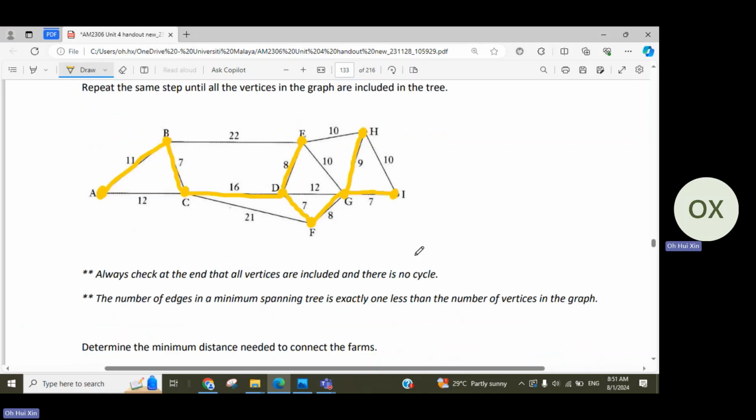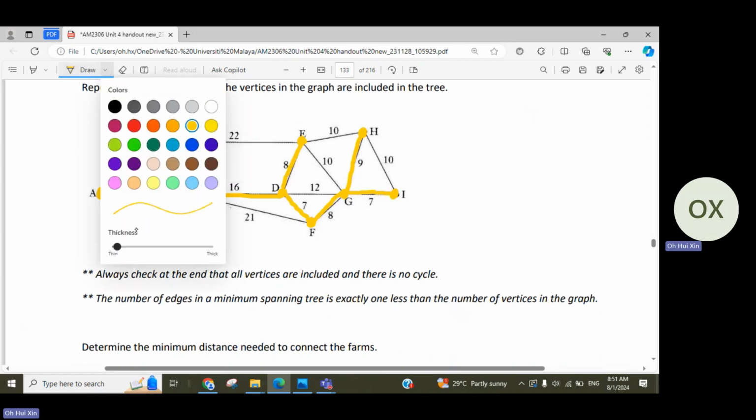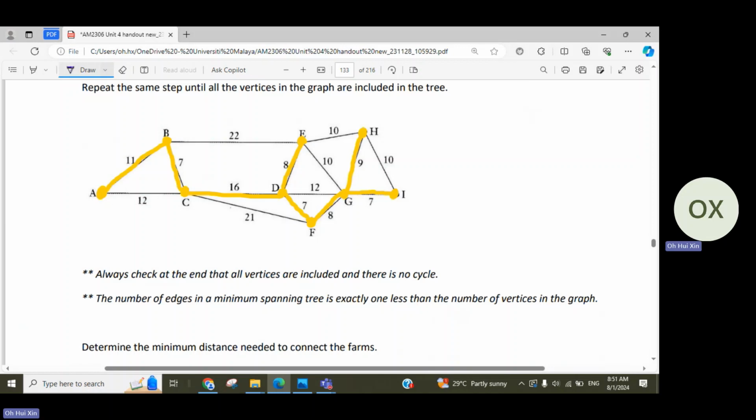Okay, so once you have finished your work, something that you should check is whether or not there's a cycle included. When you look at this answer, there's no cycle. The other thing that you need to check is that the number of edges will be exactly 1 less than the number of vertices that you need to include. You can imagine, for example, if I have two vertices, then the minimum will be 1. If I have 3 vertices, then the minimum will be 2 to make sure that it's connected, right? So that's why the number of edges will be 1 less than the number of vertices involved. So in this case, we have 1, 2, 3, 4, 5, 6, 7, 8, 9.